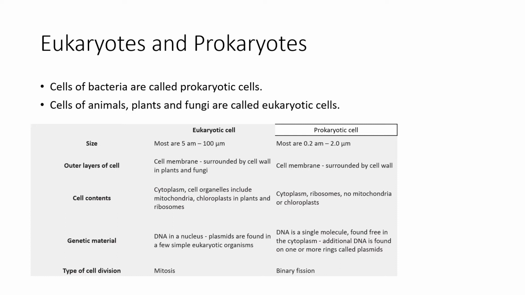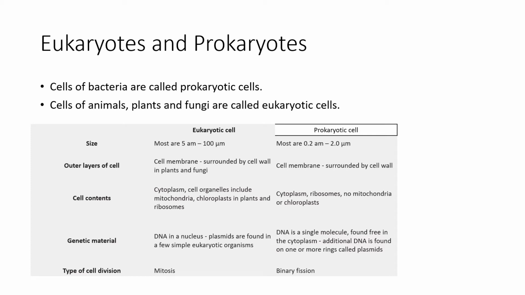Outer layers of cells. Eukaryotic cells, they have a cell membrane surrounded by cell wall in plants and fungi. And in animal cells, they don't have a cell wall. On the other hand, prokaryotic cells have a cell membrane also surrounded by a cell wall. Cell contents. So eukaryotic cells have cytoplasm and organelles. Cell organelles include mitochondria, chloroplasts in plants and ribosomes. Prokaryotic cells have a cytoplasm, ribosomes, but they don't have mitochondria or chloroplasts.